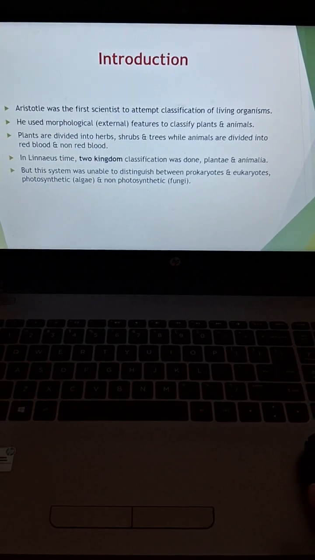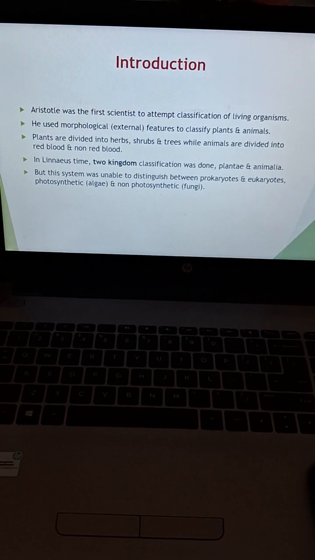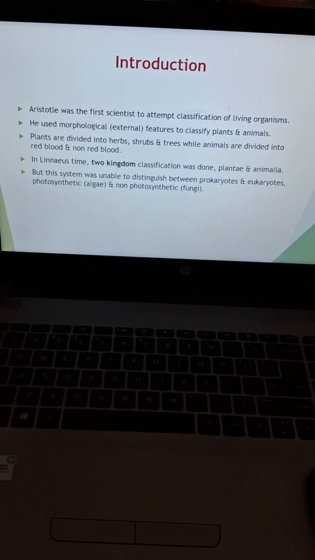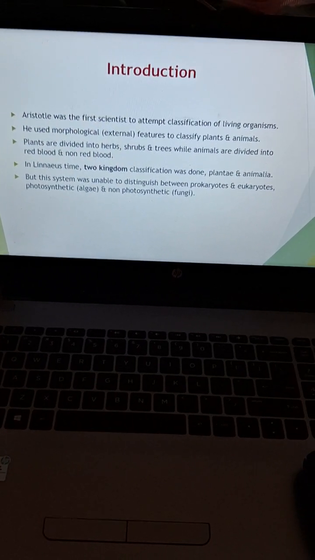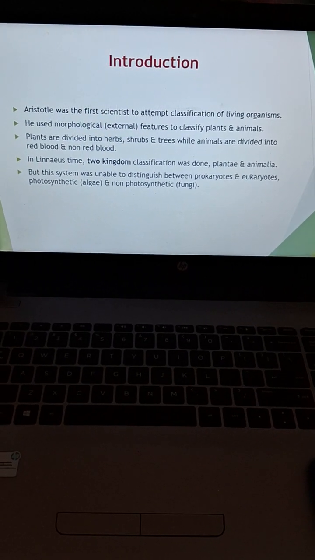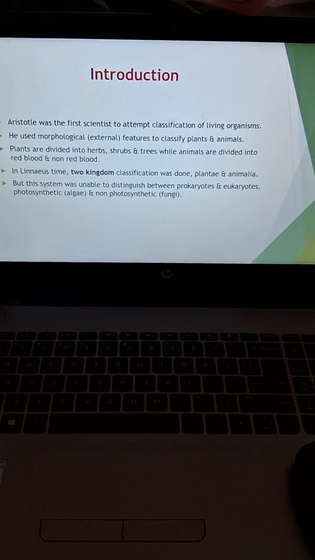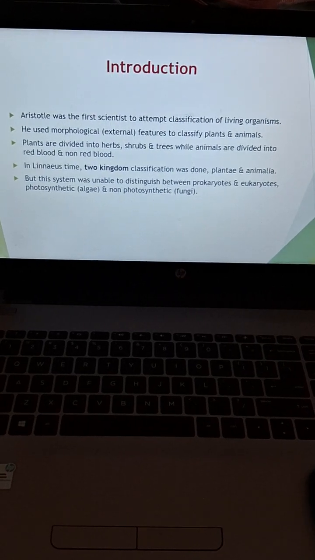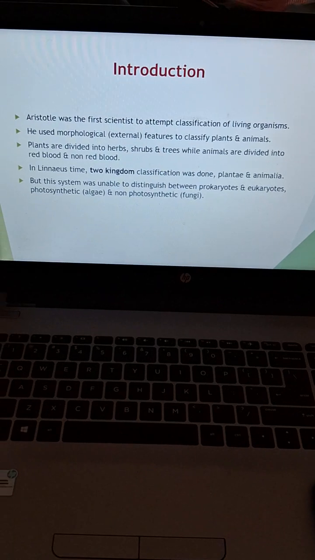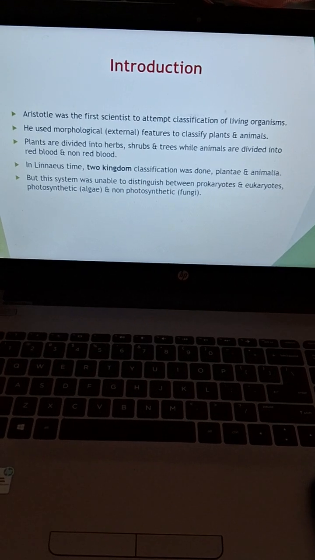So first thing is introduction. How the classification of living organisms is done. Earlier Aristotle, the father of biology, was the first scientist who attempted the classification of living organisms. He used only the external features. Normally the external features of living organisms are known as morphological characteristics. So only the morphological characteristics were used for the classification of organisms.